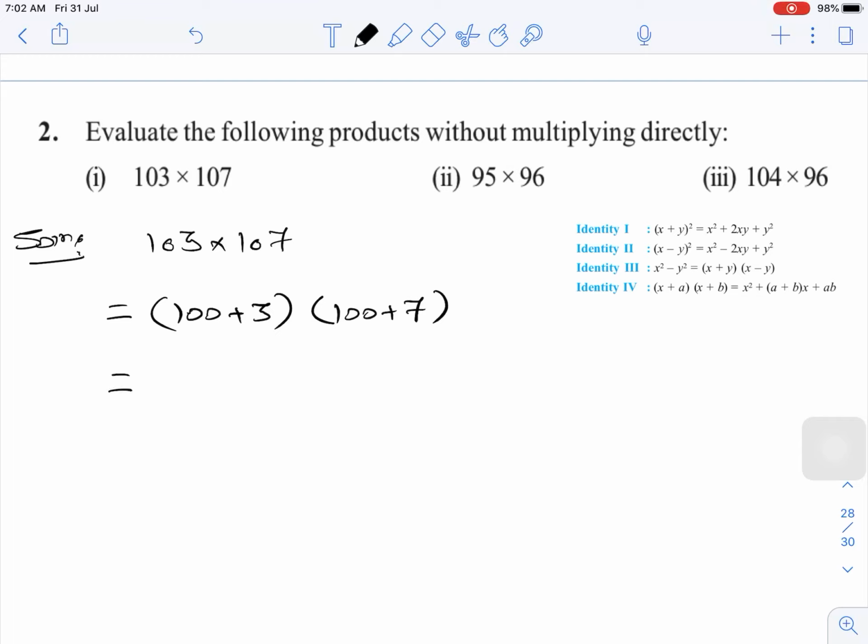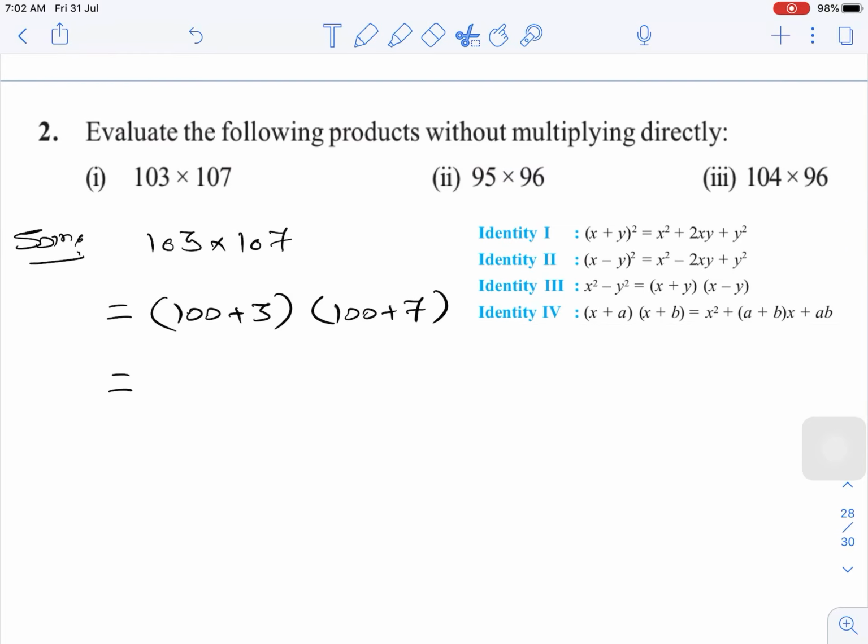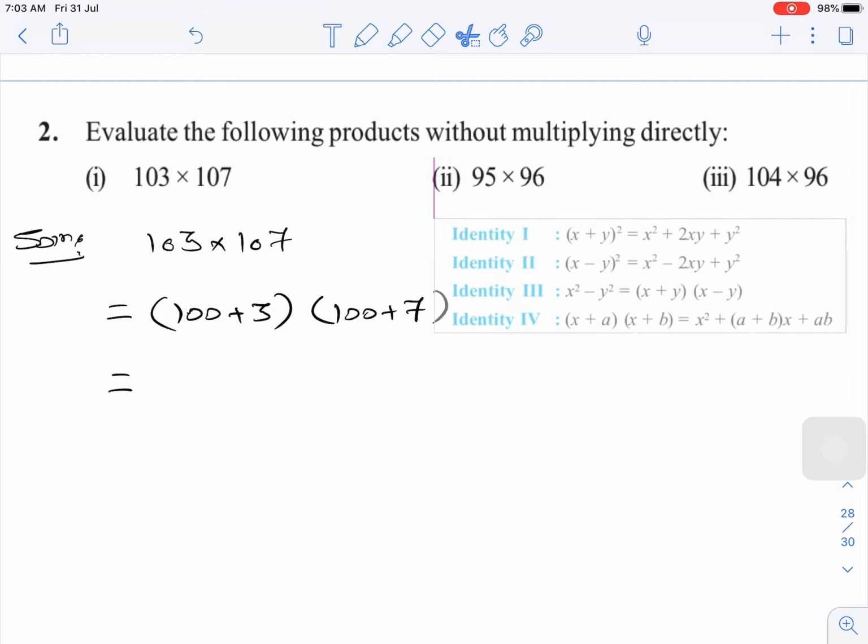Now it has become an identity. Which identity? First term is repeating, so that is our identity number 4. That is first term plus second term, again first term is repeating plus next term. Okay, so by using this identity we are going to solve this one. Now what we are going to do, let me maximize this one.